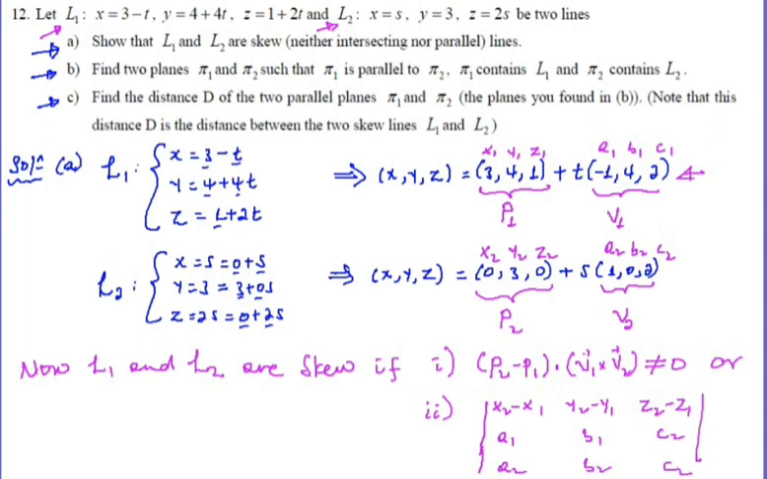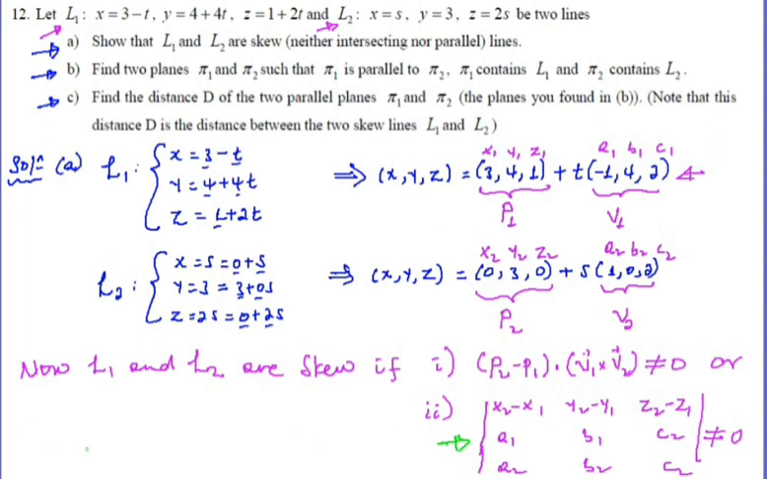Okay, the determinant of this matrix should be different from 0. So you can use one of these two conditions. You can use whichever is easier for you. For now I will take this condition. If this condition is satisfied, we say that L1 and L2 are skew lines.